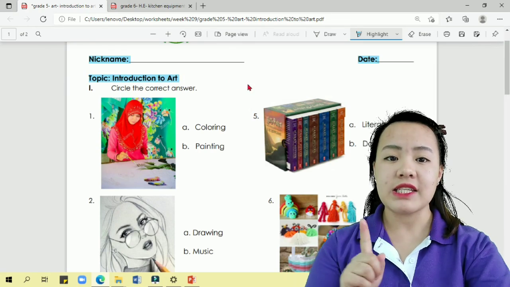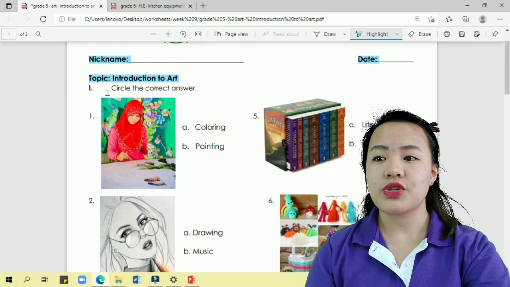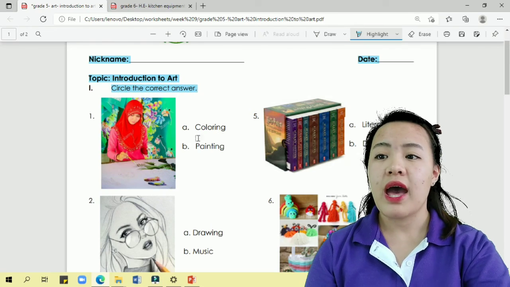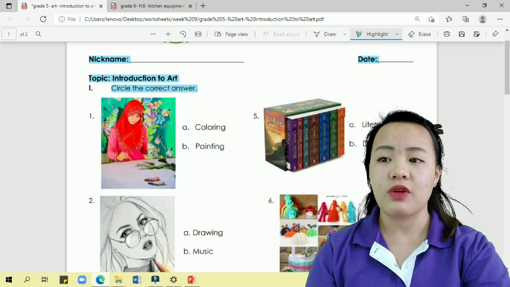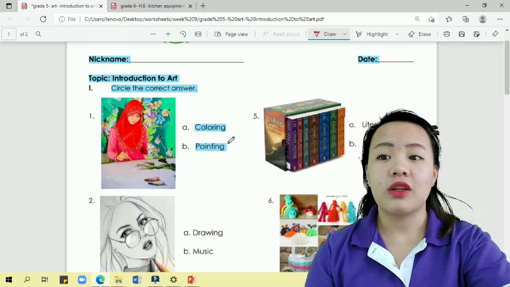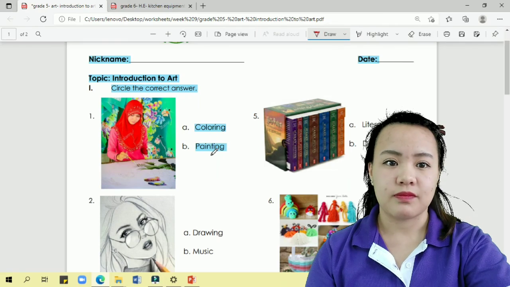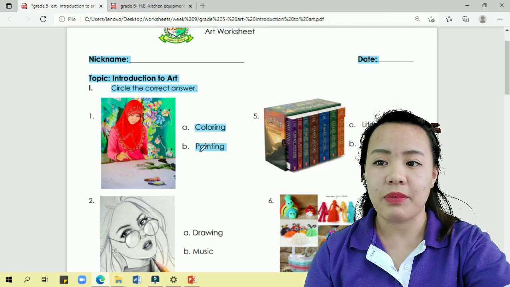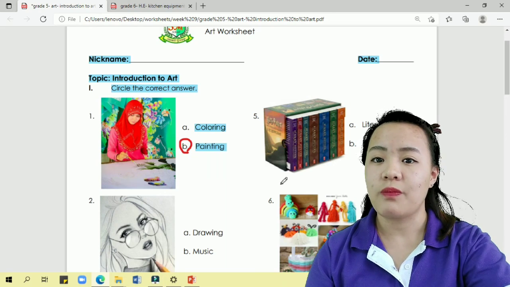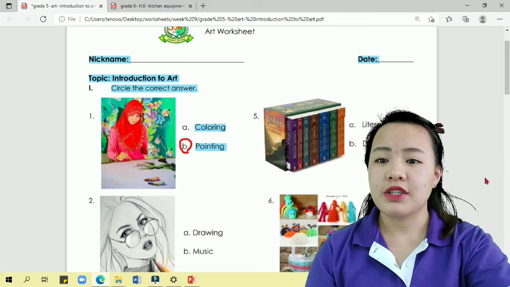Test 1. I want you to circle the correct answer. But first, you need to identify what kind of art this is. Is it A, coloring, or B, painting? Let's try answering number 1. Is it coloring or painting? The answer is letter B. Circle your answer. You answer the rest.